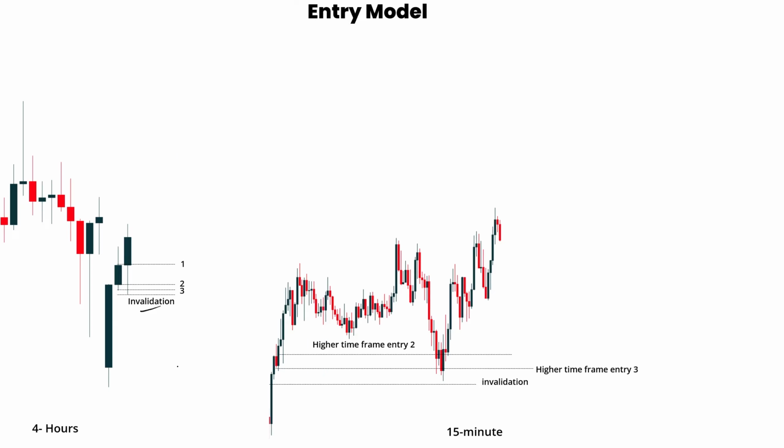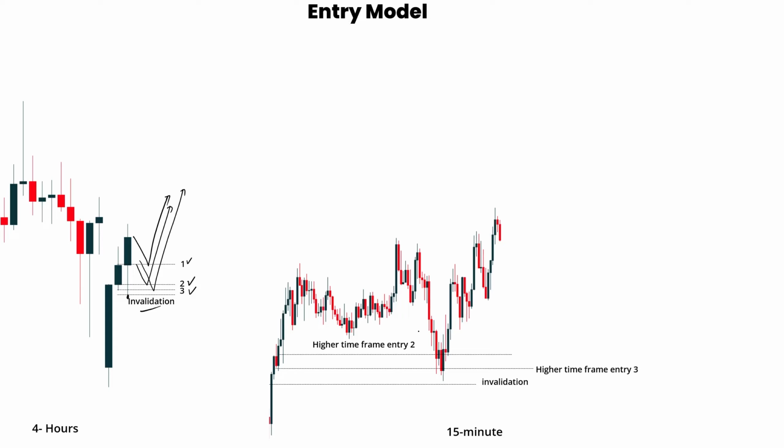We have the invalidation, which is this area. We have entry 1, check, entry 2, check, entry 3, check. So that means right now we're waiting for the market to come here and move to the upside, to come here and move to the upside, or even come to the level 3 and move to the upside. So which one would you choose?